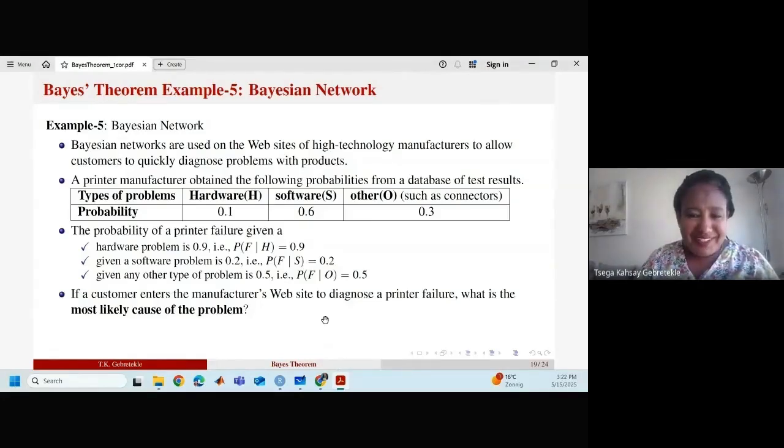So from these given ones, if a customer enters the manufacturer's website to diagnose a printer failure, what is the most likely cause of the problem? The most likely cause of the problem is the one with the highest probability. So we are asked to find probability of H given F, probability of S given F, probability of O given F. And then we will say the highest probability is the most likely cause of the problem. And to calculate that, we need to calculate probability of F because probability of F is our denominator.